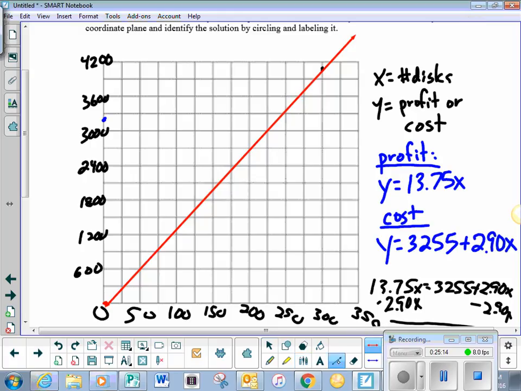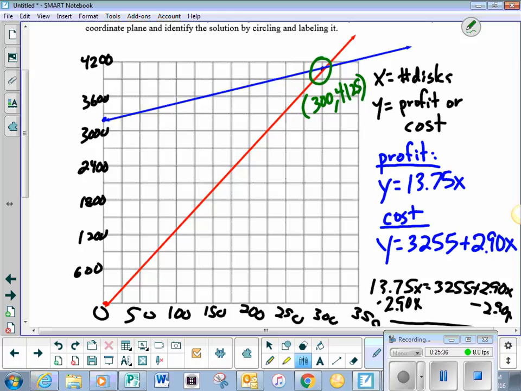So that's all you needed to do. And then you needed to show the break-even point was 300 discs, 4,125. There you go. You guys can do that, right?